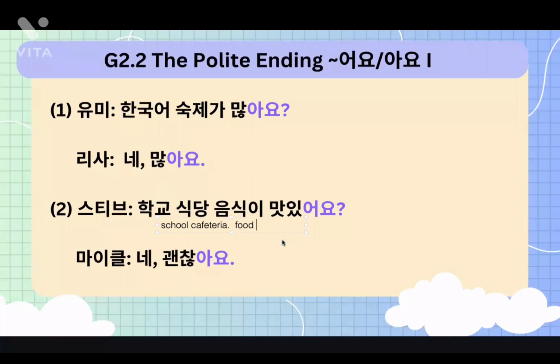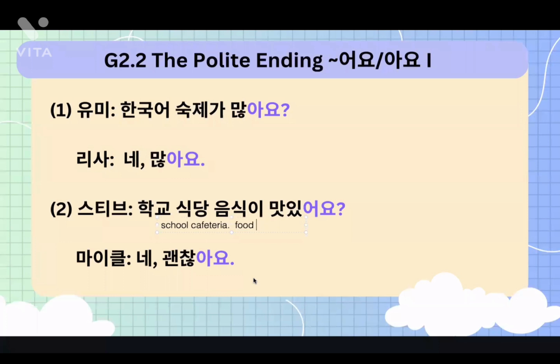So is the taste good? Like in the school cafeteria food, 그쵸? So is the school cafeteria food tasty? 표현이 되겠죠. 자, then Michael said, 네, 괜찮아요. Yes, it is okay. 괜찮아요. We learned it. Yes, it is good. 괜찮아요. So, is the school cafeteria food tasty? 네, 괜찮아요. Yes, it is.